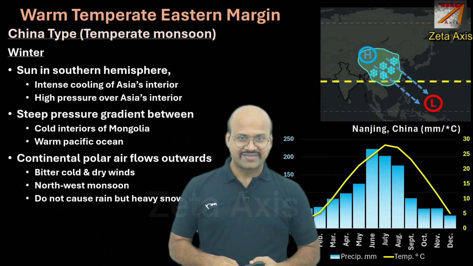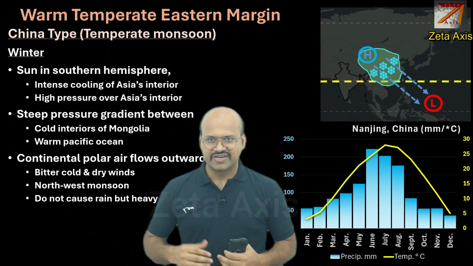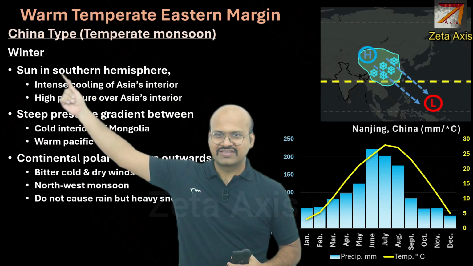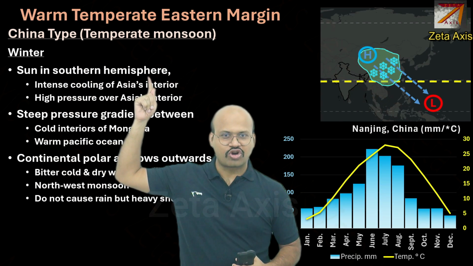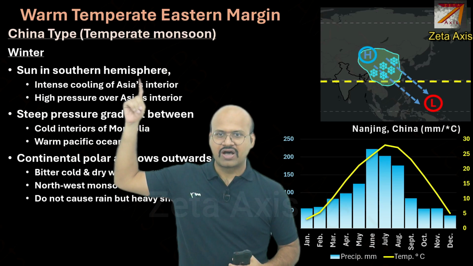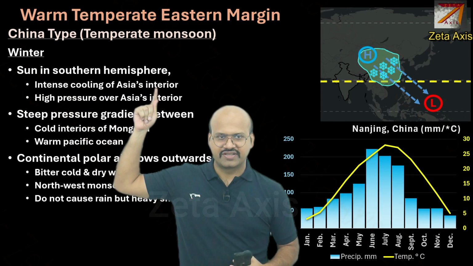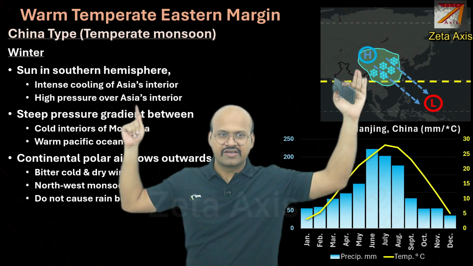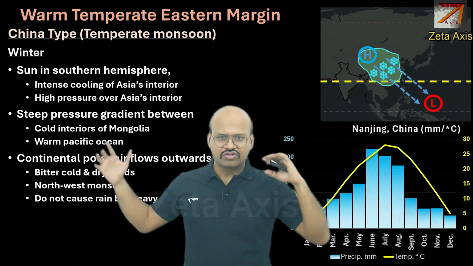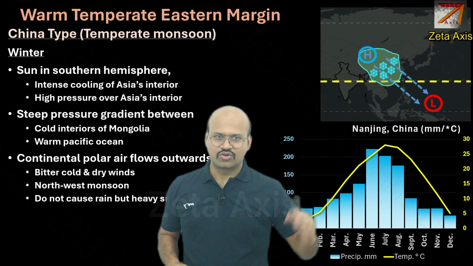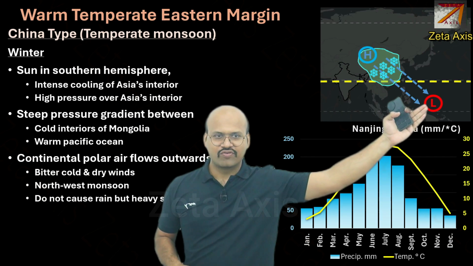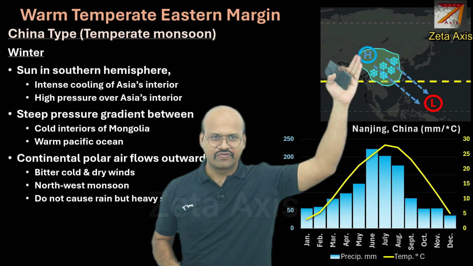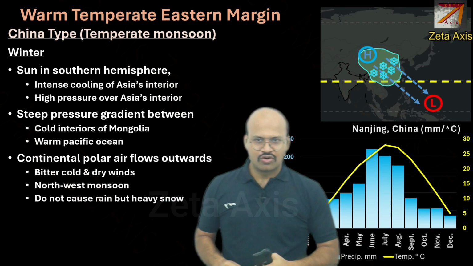Now let's summarize the characteristics in winter which we have already discussed. In winter, the sun is in the southern hemisphere over the Tropic of Capricorn. Now there is intense cooling of Asia's interior. You can see a high pressure region is formed over Asia's interior, and here there is low pressure. Because of this steep pressure gradient between the cold interiors of Mongolia and the warm Pacific Ocean, air will move from this high pressure region towards this low pressure region.